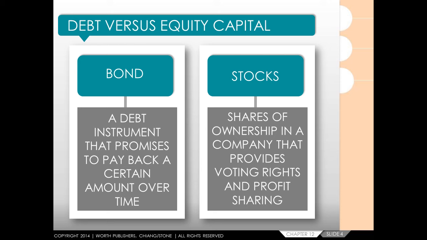A bond is a debt instrument that promises to pay back a certain amount over some set period of time. A bond is really essentially just an IOU. An investor would give the corporation some amount of money, let's say $5,000, and the corporation can use that money today to invest in new equipment or to cover operating costs. The firm agrees to pay back this money at a maturity date in the future.